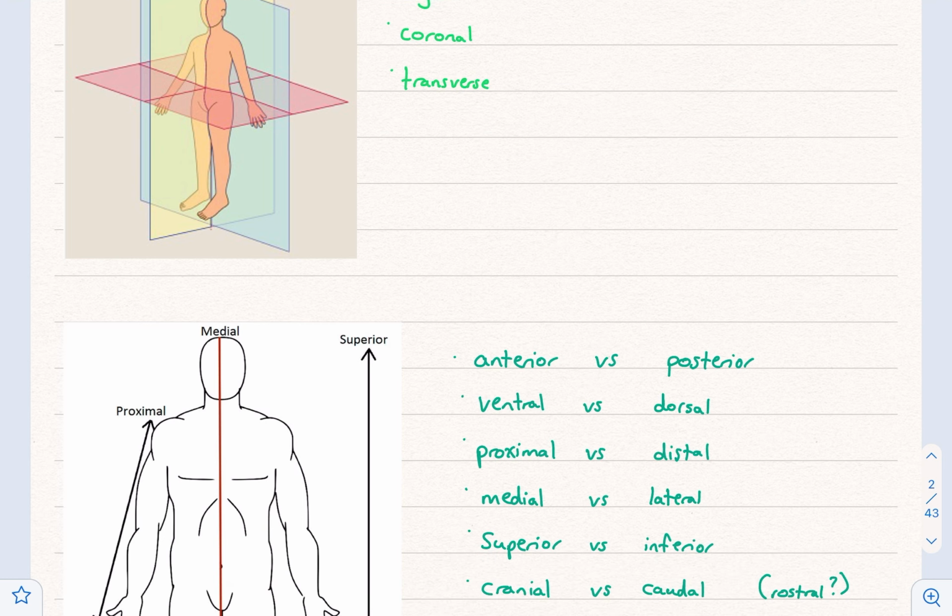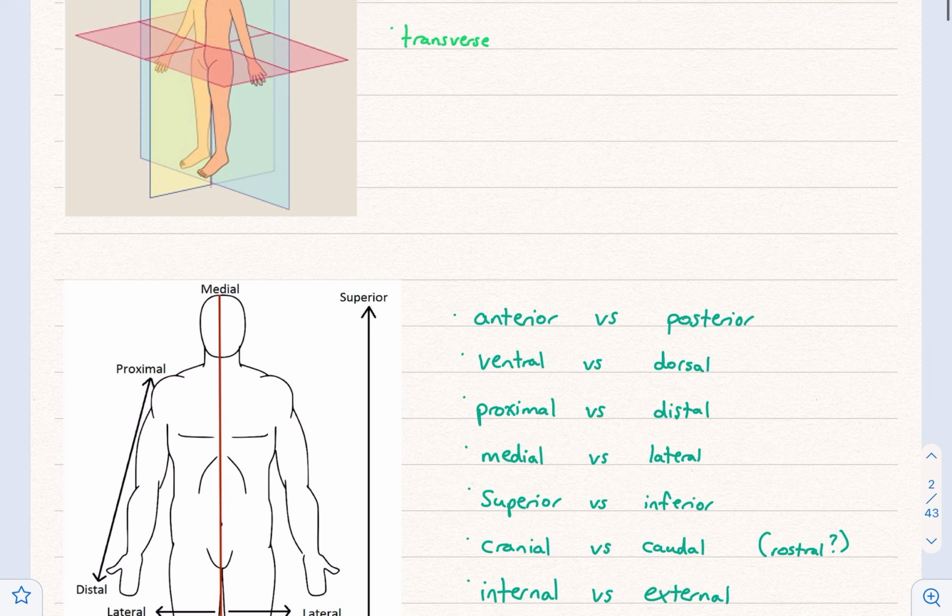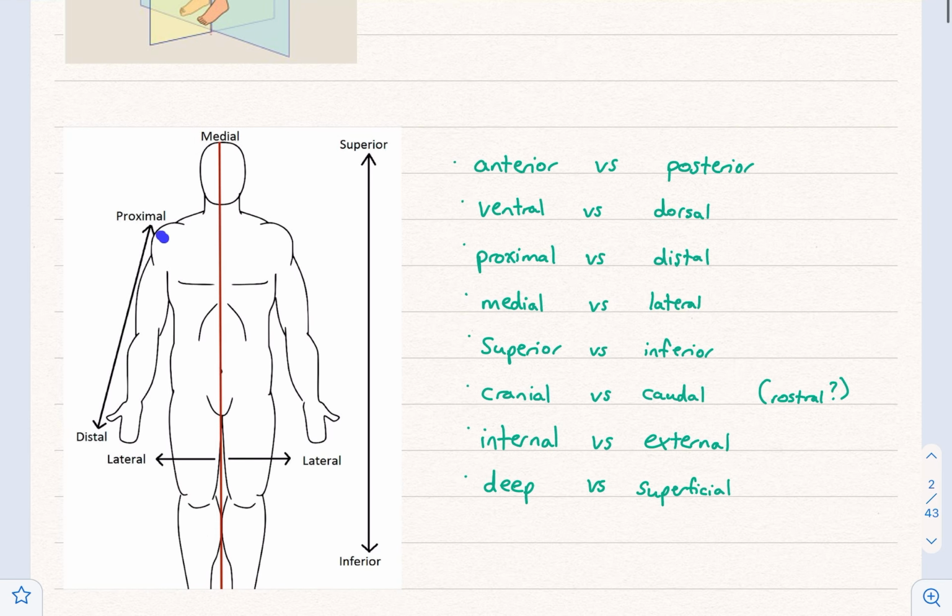Ventral, dorsal: ventral front, dorsal back, same thing. Proximal, distal: proximal near, distal far, so the shoulder is more proximal than the hand. Proximal, proximity to people, how close you are. Distal, distance, further away.